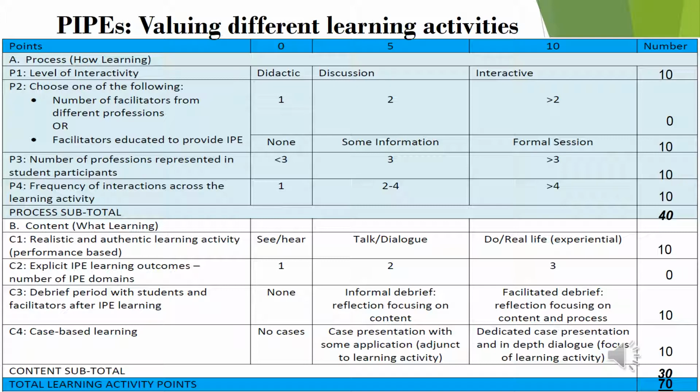Looking at P2, we looked at the number of facilitators from different professions. If you go back to that prior slide that I encouraged you to make a copy of, you will notice that there was only one faculty member who offered this course. So as a result, in this section, this course received 0 out of 10 possible points. This is shown in the last column on the right-hand side of this slide.